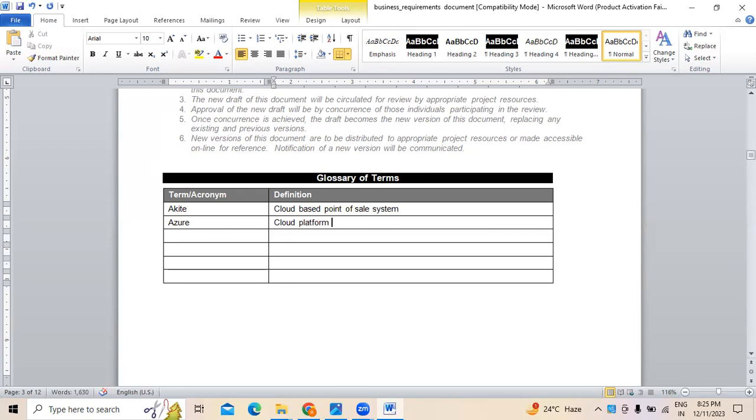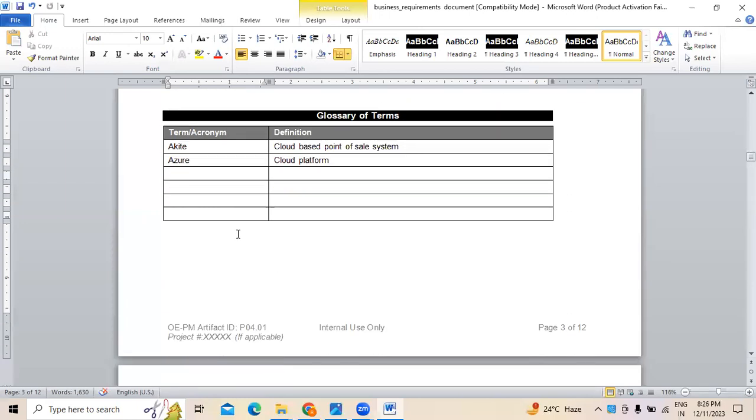This is how whatever terminologies relate to that particular project are listed, because terminologies vary depending on the domain we choose. This is a retail domain we have taken. It can be banking, healthcare, or insurance. Whatever terminologies and jargons we use have to be mentioned here. This is where terms and acronyms come into picture.